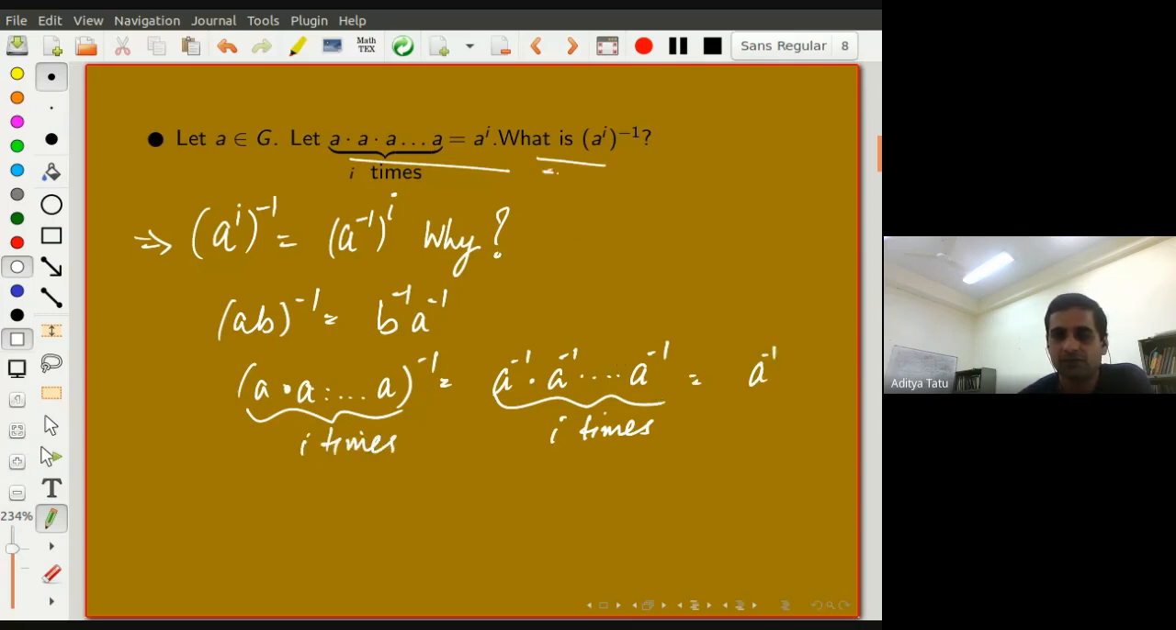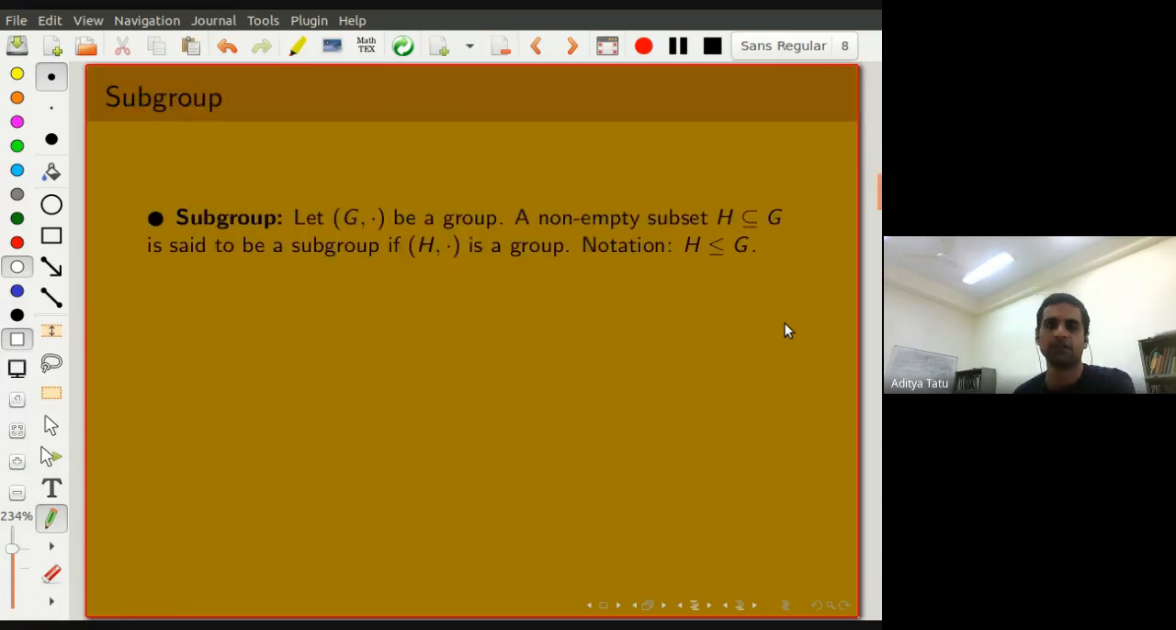Because of this notational convention, this is nothing but the power minus i, so e inverse i times. Hope this is clear. Let's move on to the main topic for the class, subgroups.